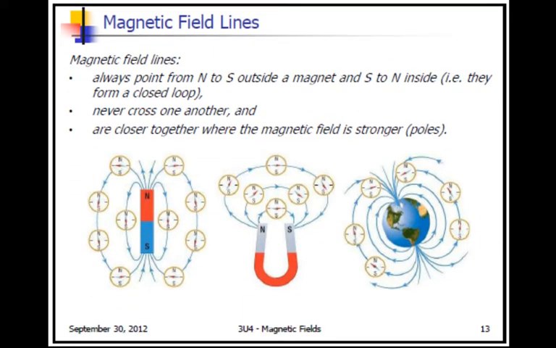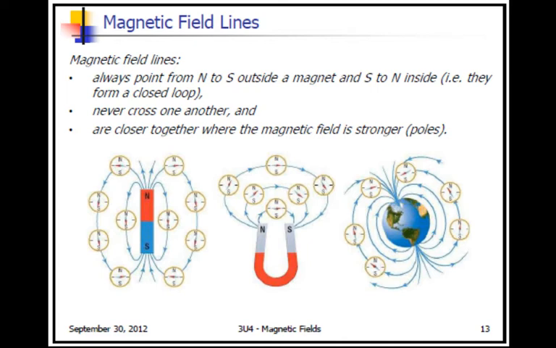You might have noticed already that the magnetic field lines always point from north to south outside the magnet and from south to north inside the magnet. So outside the magnet, our magnetic field lines are basically flowing towards the south pole, but inside the magnet, our magnetic field lines are flowing towards the north pole.